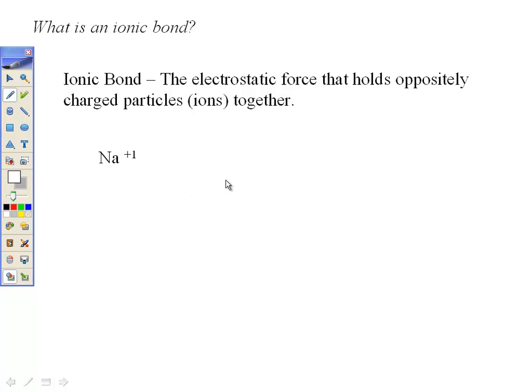If we have a positively charged ion like Na+1, it could form an ionic bond with Cl-1 because they are oppositely charged particles and there should be an electrostatic force between them since they are equally but oppositely charged. Those dots right there would represent that force, so that would be your ionic bond.